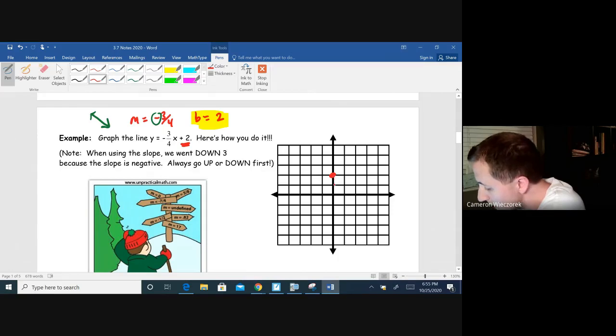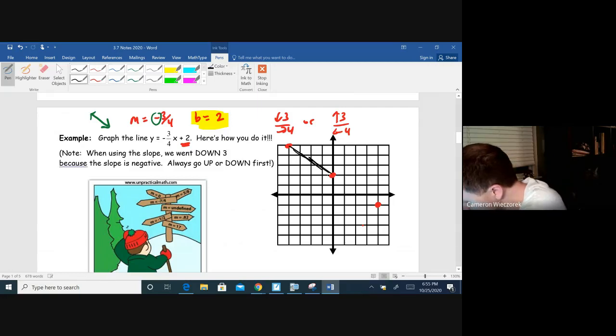So I could either go down 3 and right 4, or from the original dot, I could also go up 3, but then I would have to turn left 4. So you have options. You can go down 3, right 4, or you can go up 3, and you can go left 4.